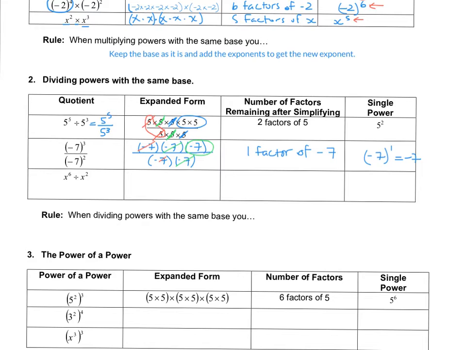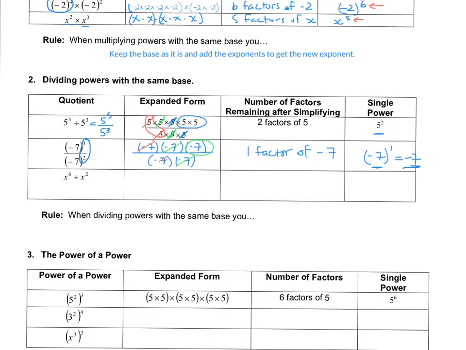So when we look at this, we end up with 1 factor of negative 7, or negative 7 to the 1, which is the same thing as just negative 7. When no exponent is written, it's assumed to be a 1. So we should be noticing a pattern. Our base, again, is staying the same. It's just the exponent that's changing. So if you look at the exponents that were originally given, what can we do with those two numbers to get the new exponent? And we'll do that with this last example.